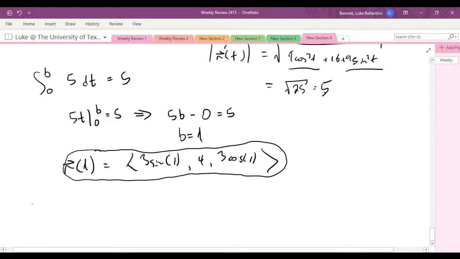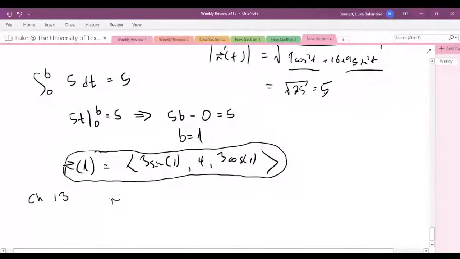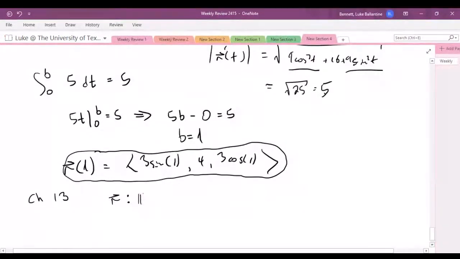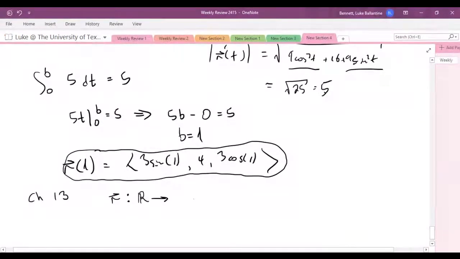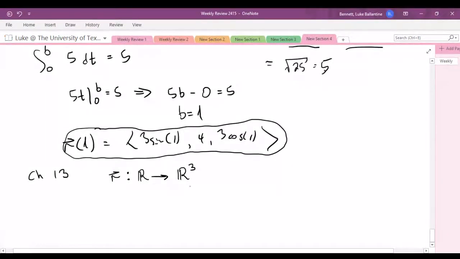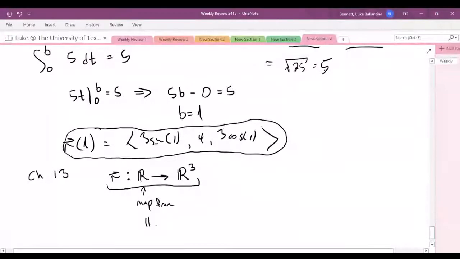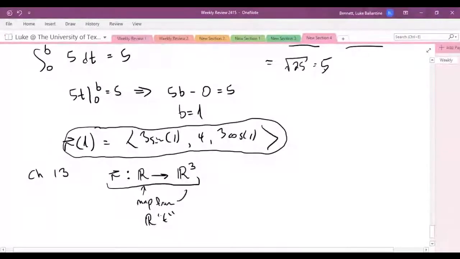So before in chapter 13, we had functions that mapped 1 variable to 3 variables. This was the type of functions we were dealing with this whole time. Everything previous to where I wrote this is the type of function we were dealing with. We map from R, that's the t, and then we map to a point in R3.